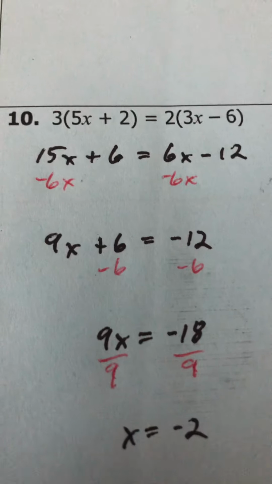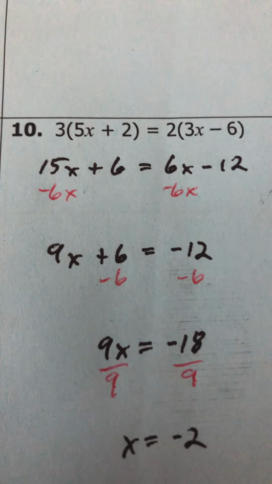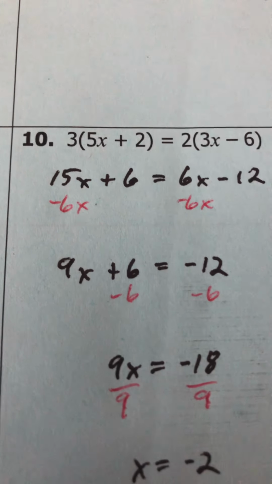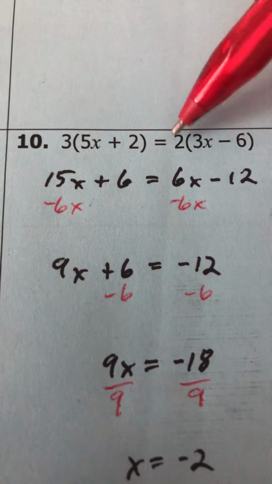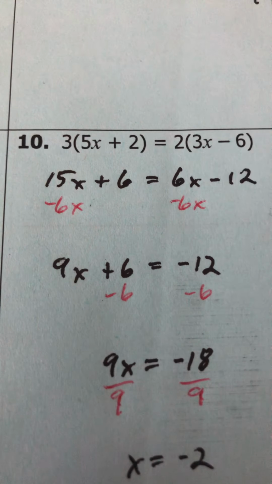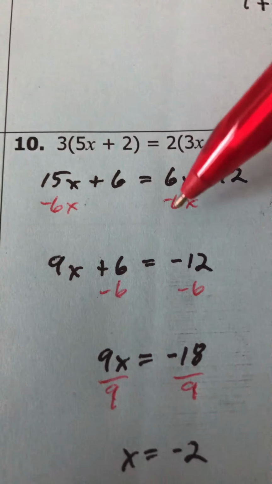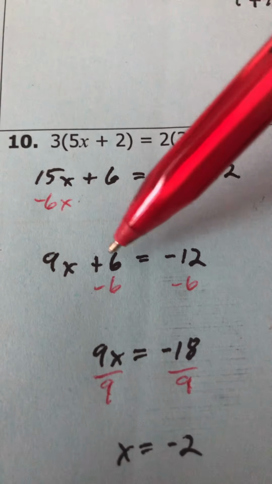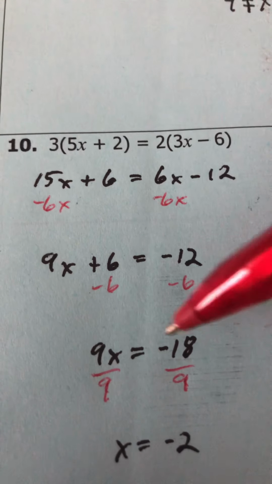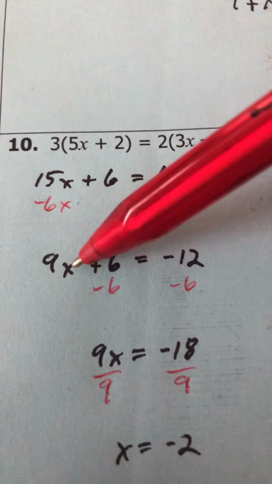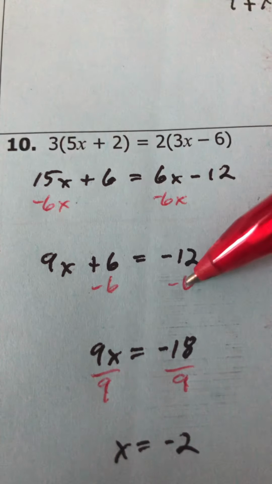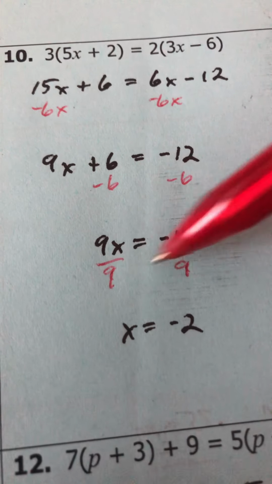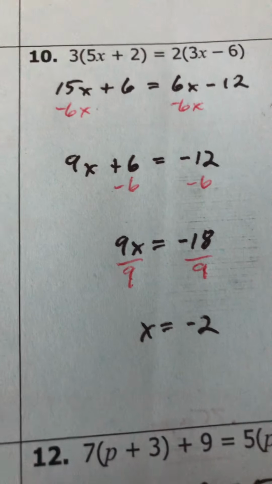Okay. For number 10, we start to use the distributive property. Right off the bat, I did 3 times 5 is 15, and then 3 times 2 is 6. I do 2 times 3 is 6, and 2 times negative 6 is negative 12. I'm going to get rid of the 6x, so I subtract 6x from both sides. I end up with 9x plus 6 equals negative 12. I get rid of the 6 because I'm trying to isolate this x, so I subtract 6 from both sides. I end up with 9x equals negative 18. I divide both sides by 9 and get x equals negative 2.